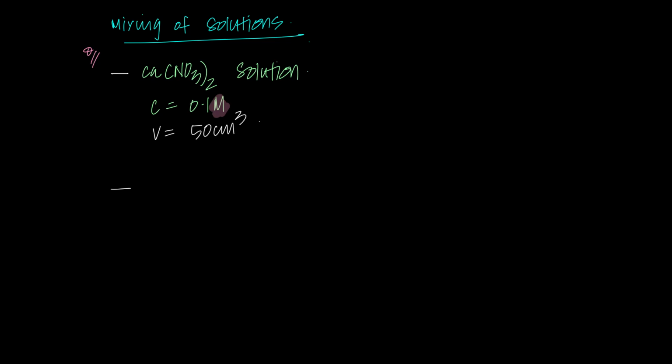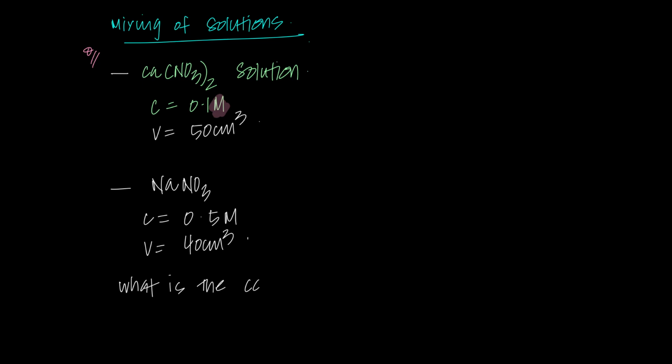You mix it with another solution, sodium nitrate solution, with a concentration of 0.5 molar, which is 0.5 mole per dm cube, and a volume of 40 cm cube. The question is: what is the concentration of nitrate ions when the two solutions are mixed? It's pretty simple. How did we solve it?